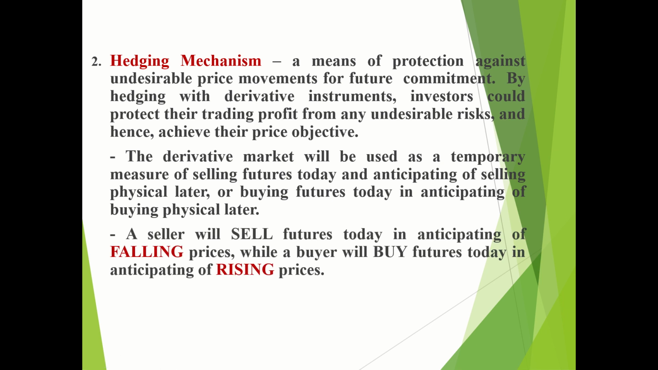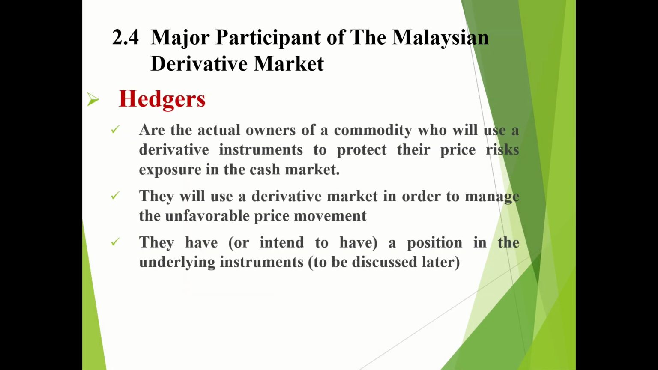Okay, and then alright, there are a few major participants in the derivative market. We have hedgers. Who are hedgers? Hedgers are the actual owner of the underlying asset lah, or commodity, depends. You are the actual owner. Either you are refiner of CPO, you penjual minyak masak, ataupun you adalah pengilang minyak sawit.